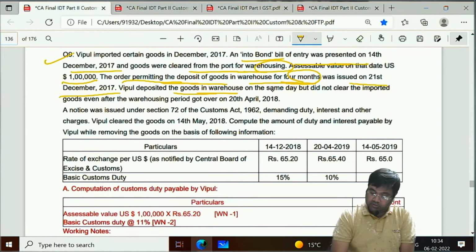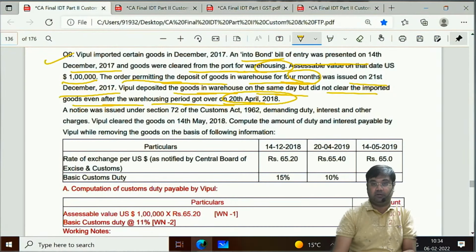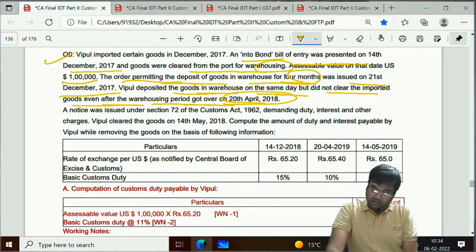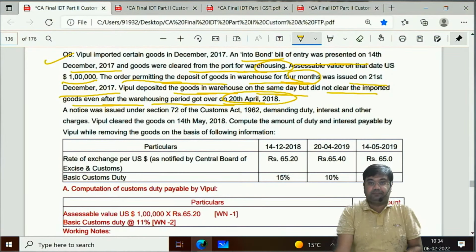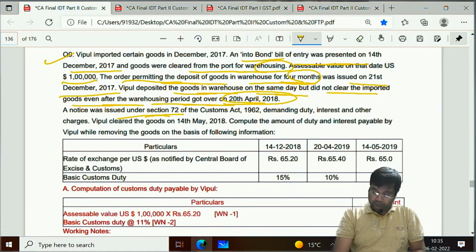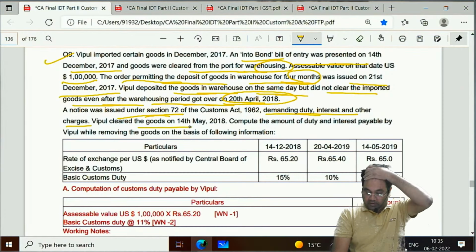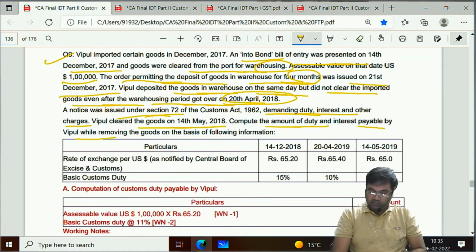Vipul deposited the goods in the warehouse on the same day but did not clear the imported goods even after the warehousing period got over on 20th April 2018. The officer gave him permission for 4 months and after the expiry of this period he has not cleared the goods. So a notice was issued under section 72 demanding duty and interest and other charges because it is now improperly cleared. Vipul cleared the goods on 14th May 2018. Compute the amount of duty and interest payable by Vipul on the basis of the following information.